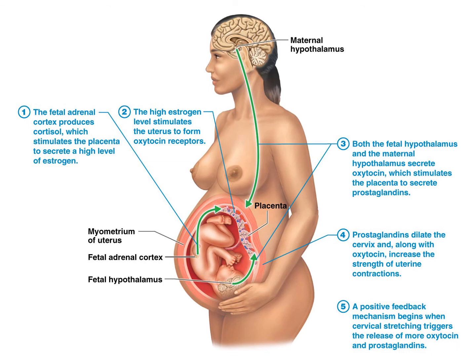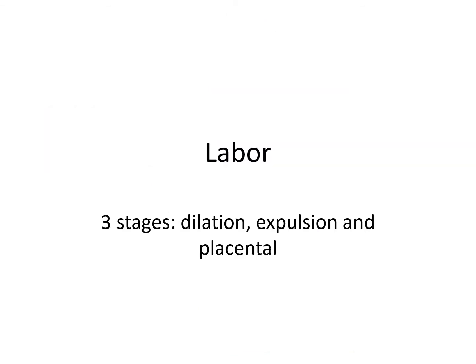A positive feedback occurs, a mechanism where the cervical stretching triggers the release of more oxytocin and prostaglandins. This will help move the baby towards childbirth. Now, labor, the sequence of events in which childbirth occurs, is in 3 stages called dilation, expulsion, and placental. Those are the names of the 3 stages.